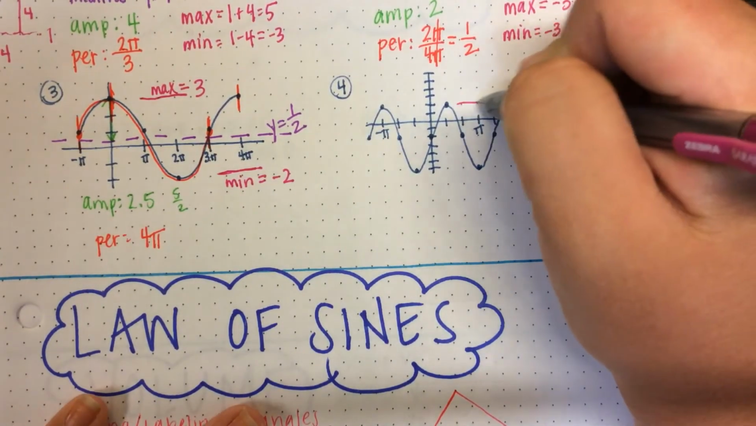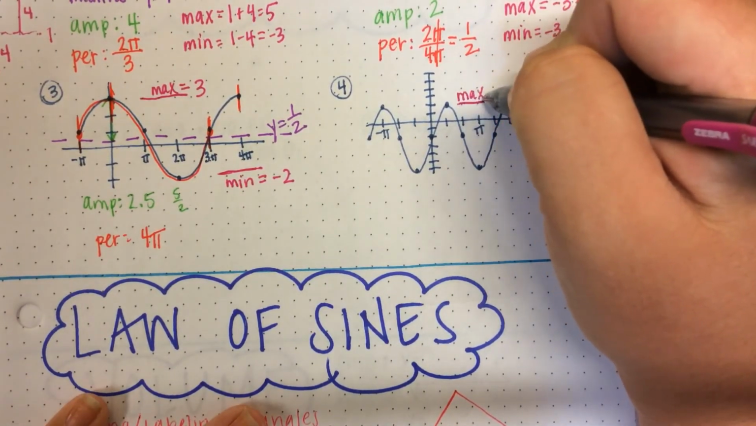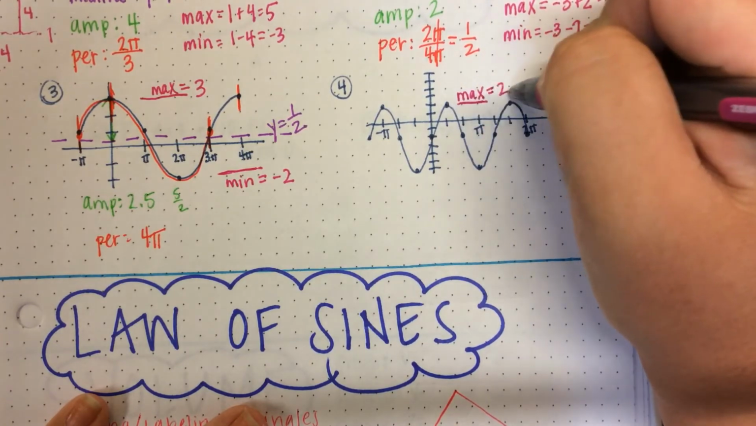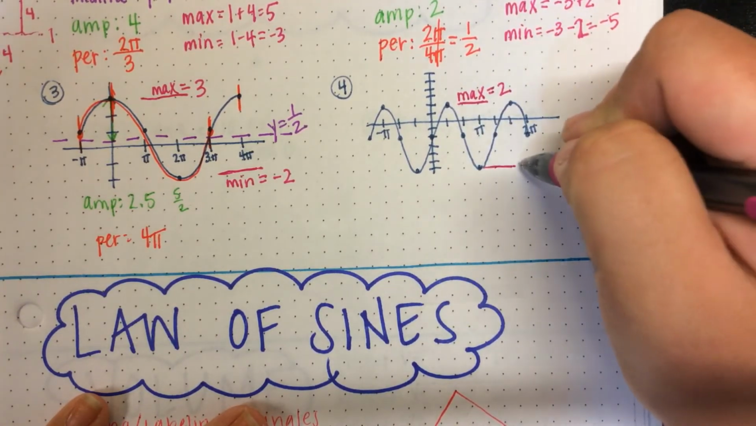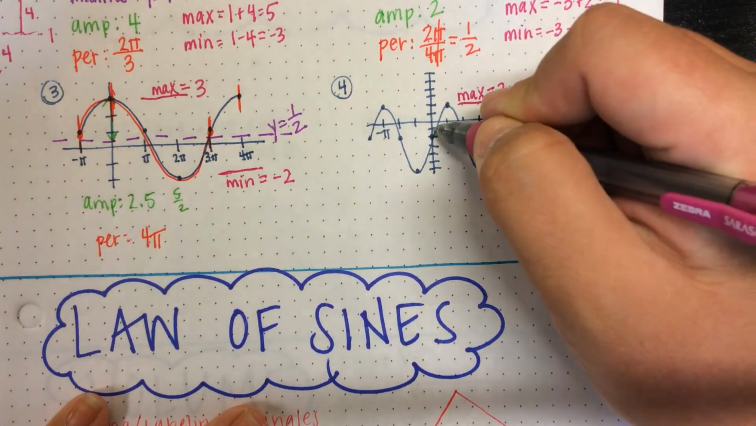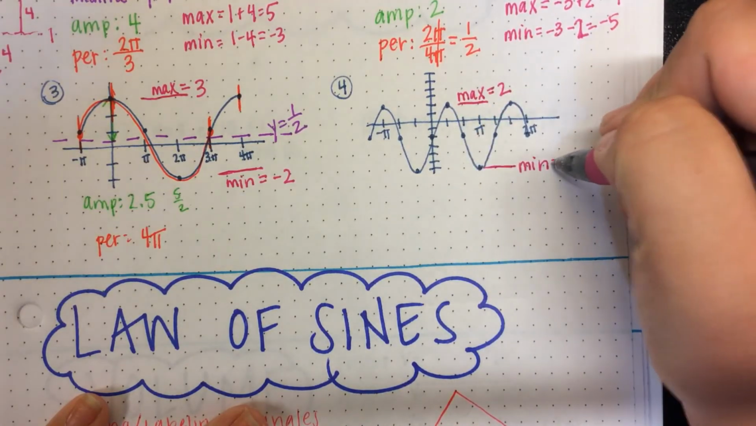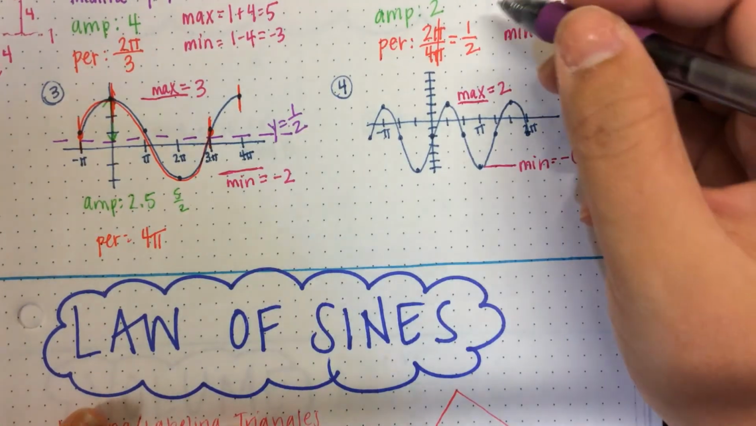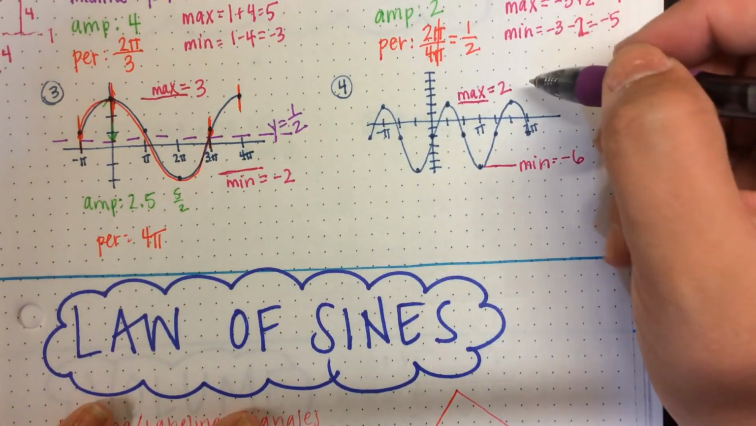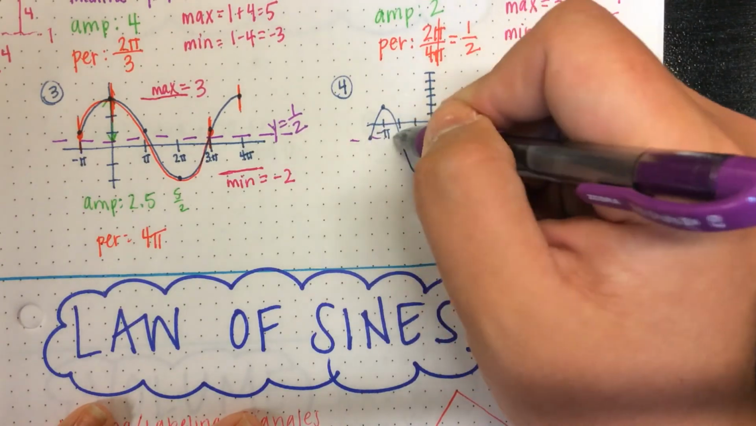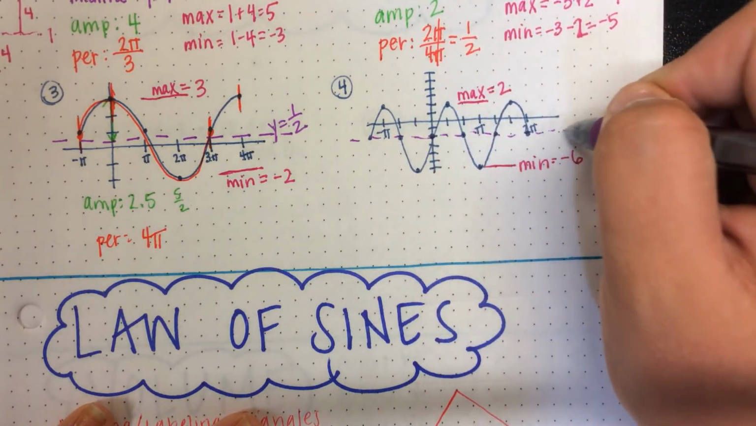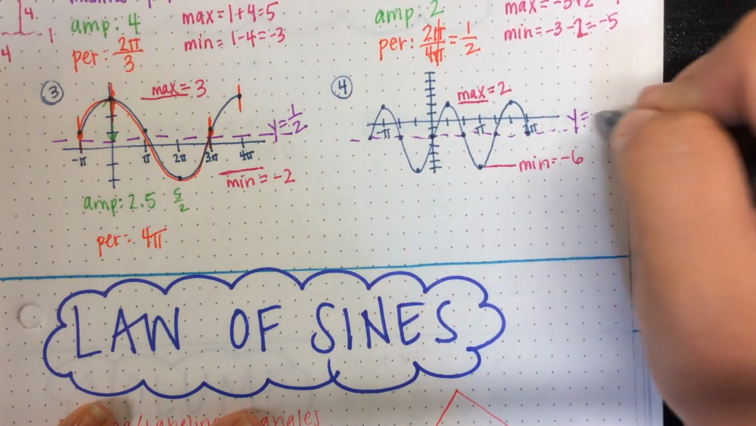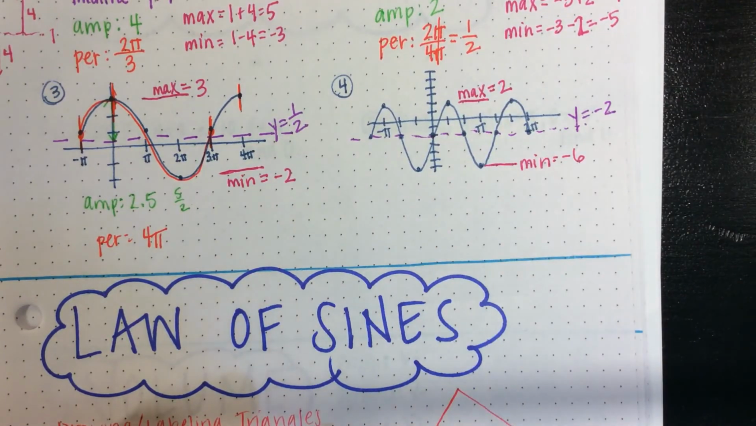So let's start with our max and our min. So my max is going to be up here, and that's at 2. And then my min's going to be down here, and that's at 2, 4, 6. So my min is at negative 6. Halfway between 2 and negative 6 is negative 2. So I did this one right, it looks like. So then my midline is at y equals negative 2.